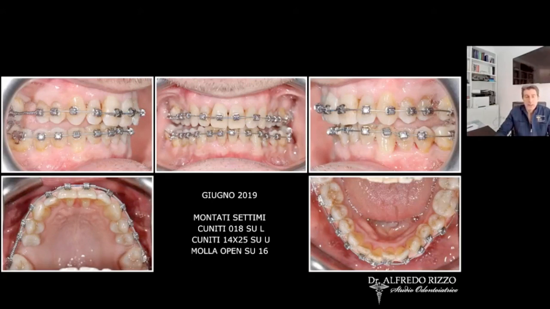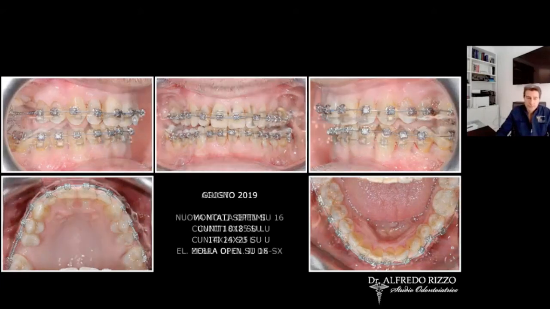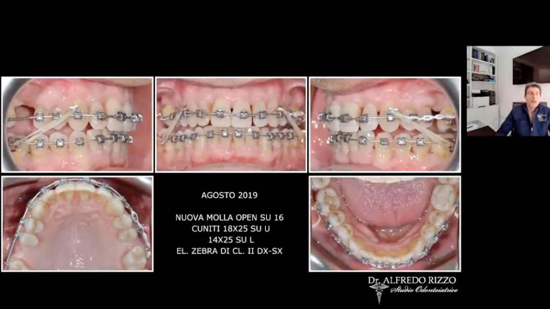Then in June, we have mounted molar tubes with a round copper nickel titanium 18 arch wire because the crowding doesn't yet allow us to switch to the rectangular wire, whereas in the upper I can already use the copper nickel titanium 14/25 arch wire.